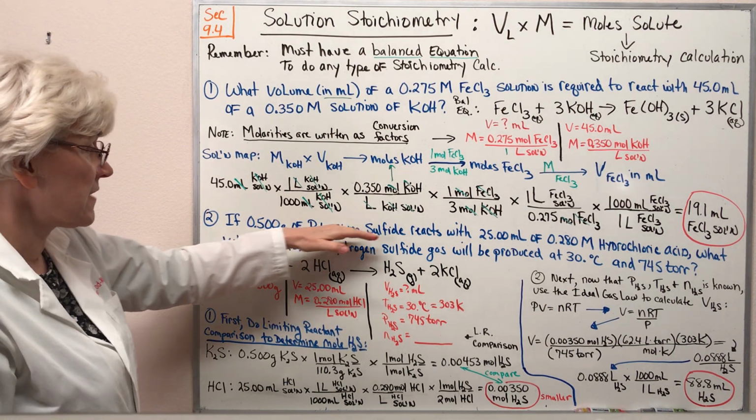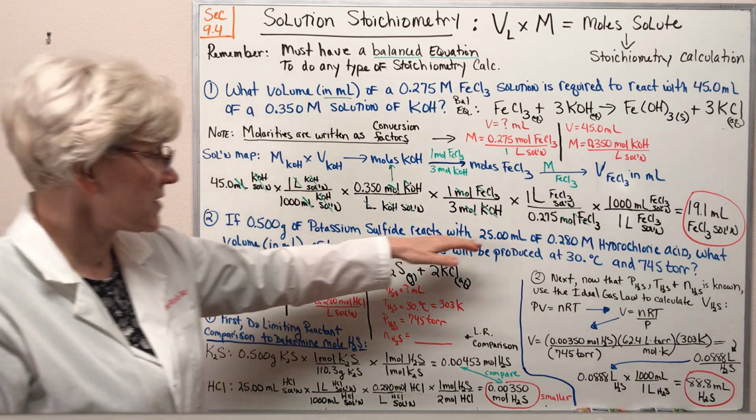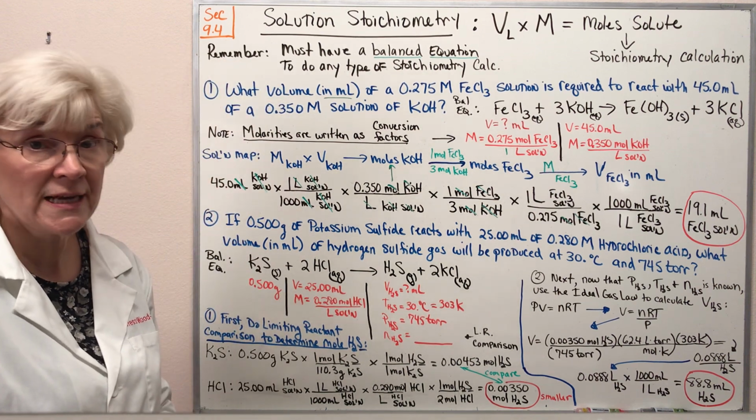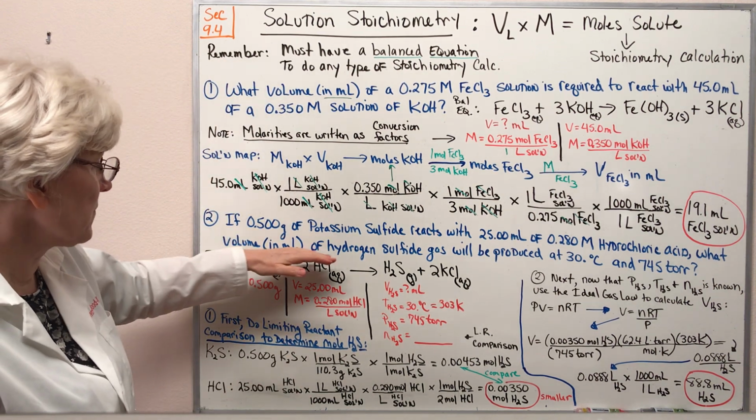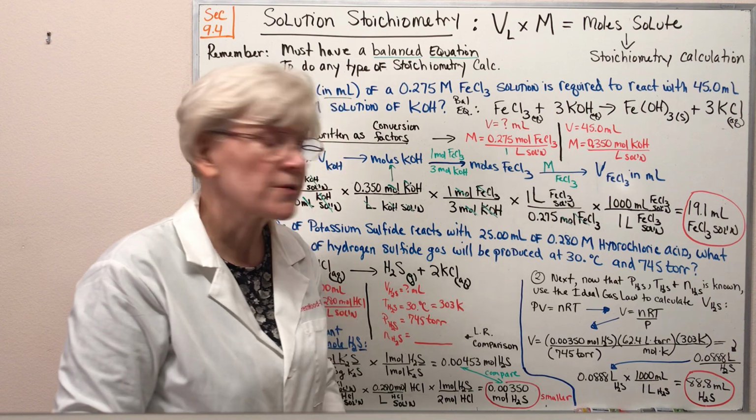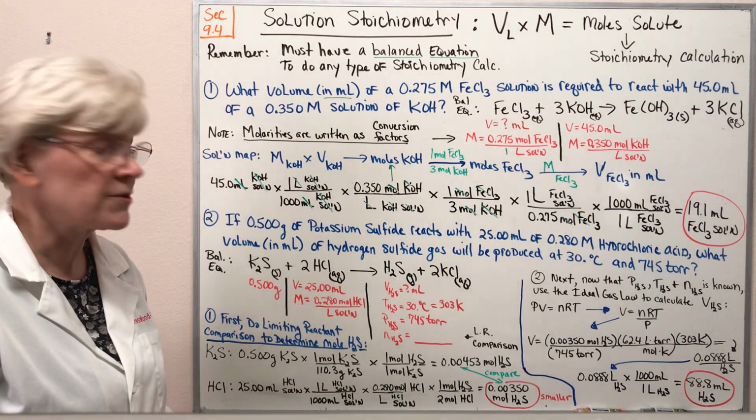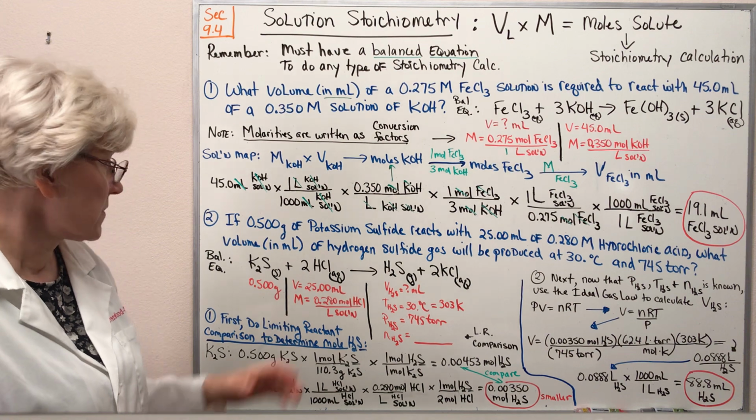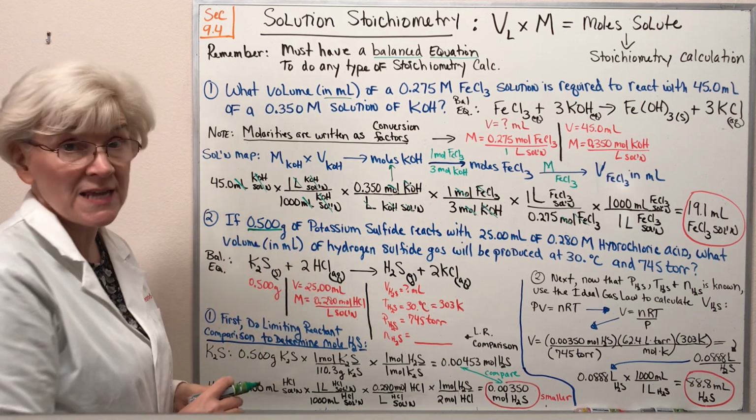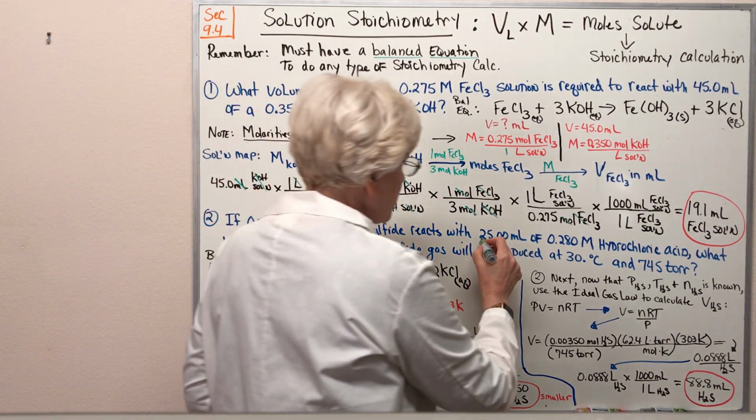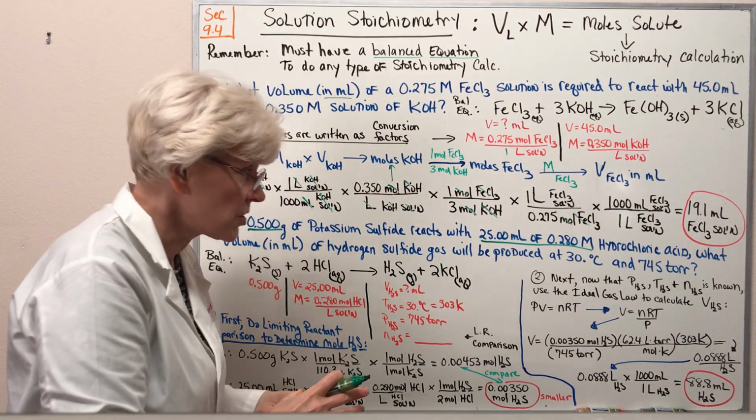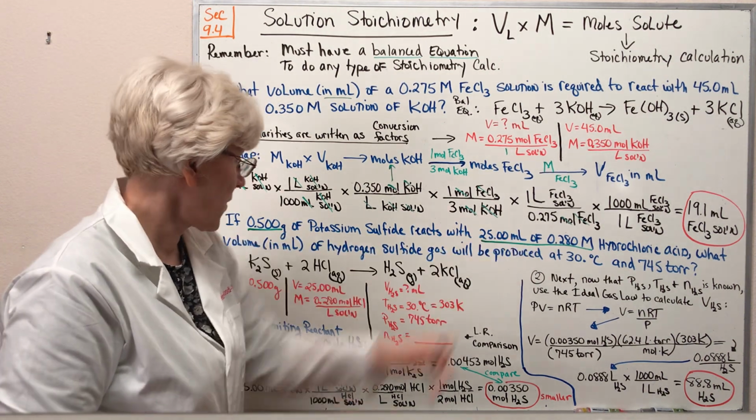If 0.5 grams of potassium sulfide reacts with 25 milliliters of 0.280 molar hydrochloric acid solution, what volume in milliliters of hydrogen sulfide gas will be produced at 30 degrees Celsius and 745 torr? So I see here that this problem involves a mass amount of potassium sulfide. It involves a molarity and a volume of hydrochloric acid, so solution stoichiometry in this part of the problem.